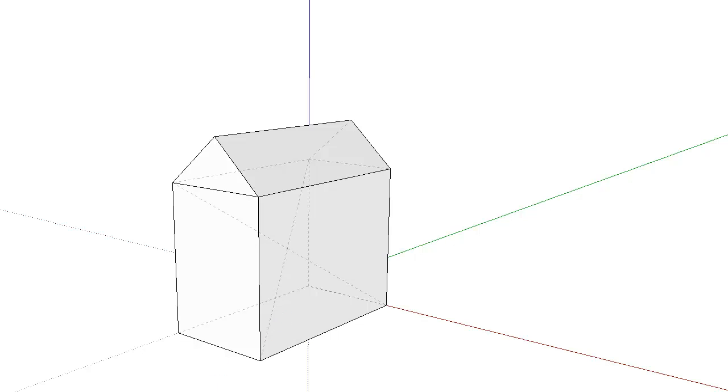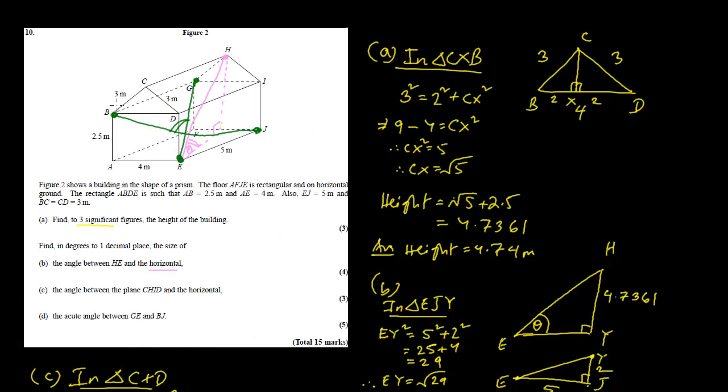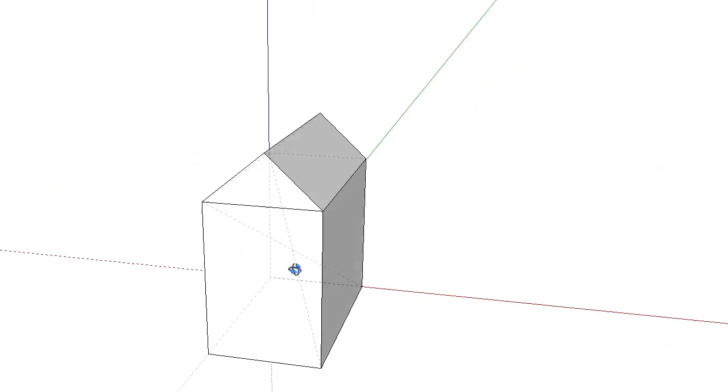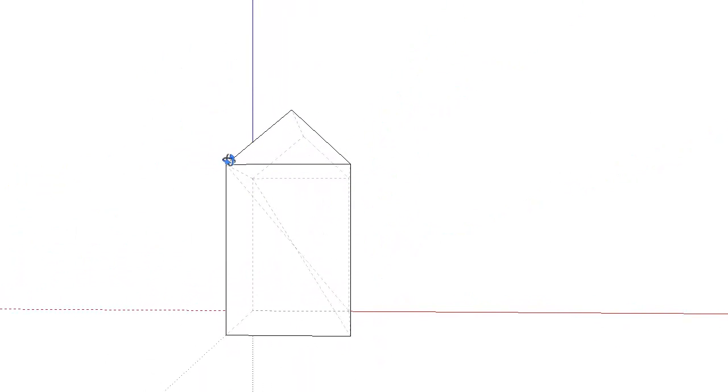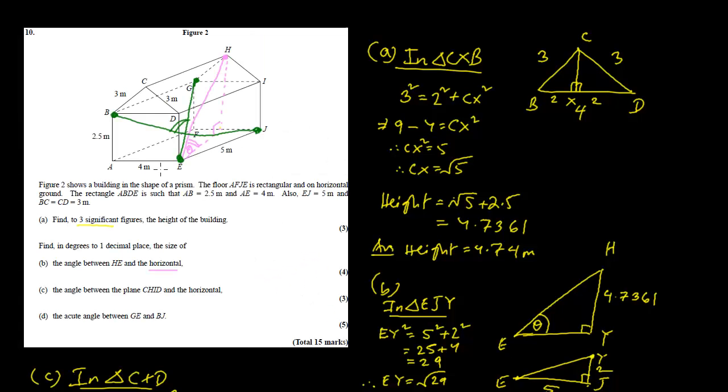On the other hand, if we can find BE, BE can directly be found by this right angle triangle, because we know this is a rectangle also. So instead, if we take this face and find BE, that would be simpler to do. So let's find BE.